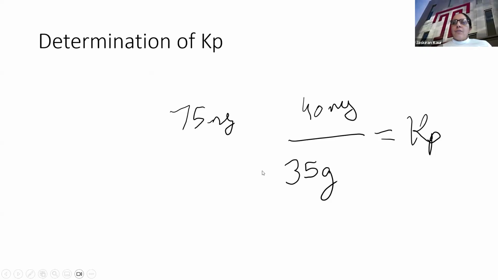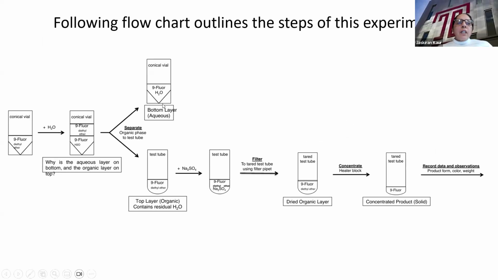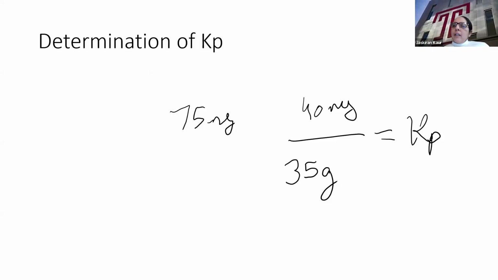Okay, these numbers are just for your reference. You're going to use the numbers which you obtained during your experiment. Your TA will explain all the actual handling steps of this extraction process as you come to the lab. And then you determine the partition coefficient. Okay, so that's the theory about the lab. Please reach out to your TAs if you have any additional questions.